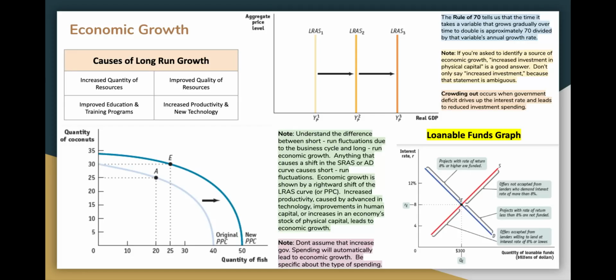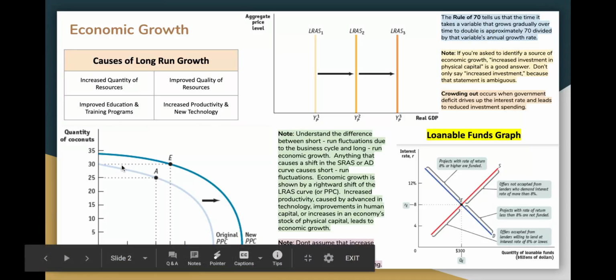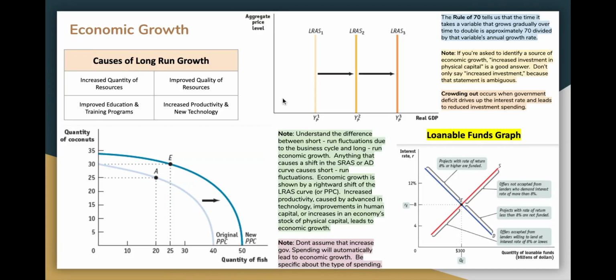Here's Unit 6 in a nutshell. PPC curve, whenever you want to demonstrate economic growth when talking about a PPC curve, that is a rightward shift. Whenever you want to show it doing long-run aggregate supply, it's a rightward shift. Okay? Some of the most important things that they ask you is what causes long run growth. Maybe you get more resources, you discover oil or some kind of energy in your country. That can be long run economic growth.